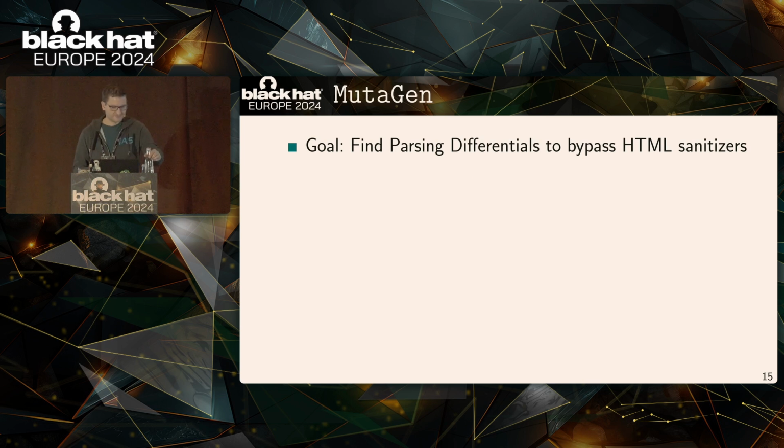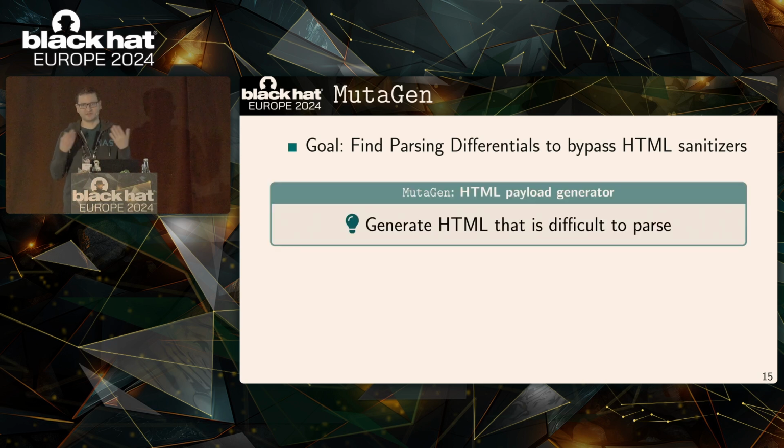And so what I thought, these parsing differentials are really interesting. HTML is so complex that nobody can get it right, basically. Can we find those automatically? Other people have done this manually. There are a lot of blog posts from super smart people, but I'm a computer scientist, like I'm a lazy person. Why don't we do this automatically, right?